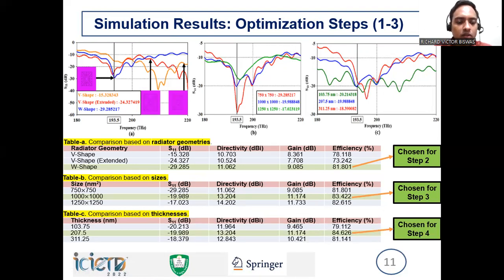Next, while all the listed thicknesses show comparable return losses, our proposed nanoantenna with a thickness of 207.5 nanometer has been preferred for its remarkable efficiency of 84.626%, as shown in table C.